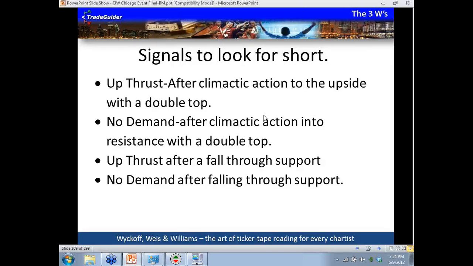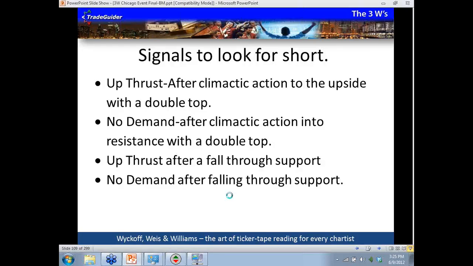No demand after climactic action into resistance with the double top. Again, it's a bit aggressive when it comes to not waiting for the trend, but in specific areas, it's good stuff. Upthrust after a fall through support. That's a nice conservative way to get in, and a no demand after falling through support.